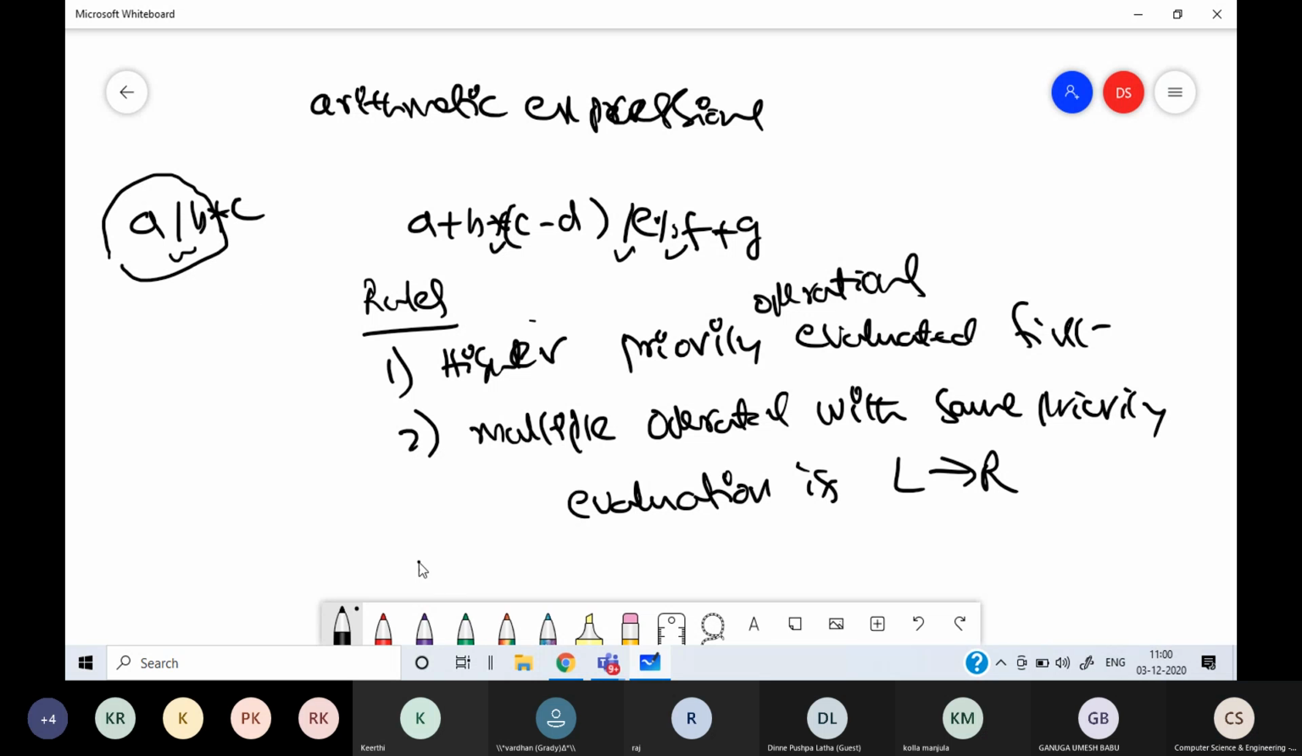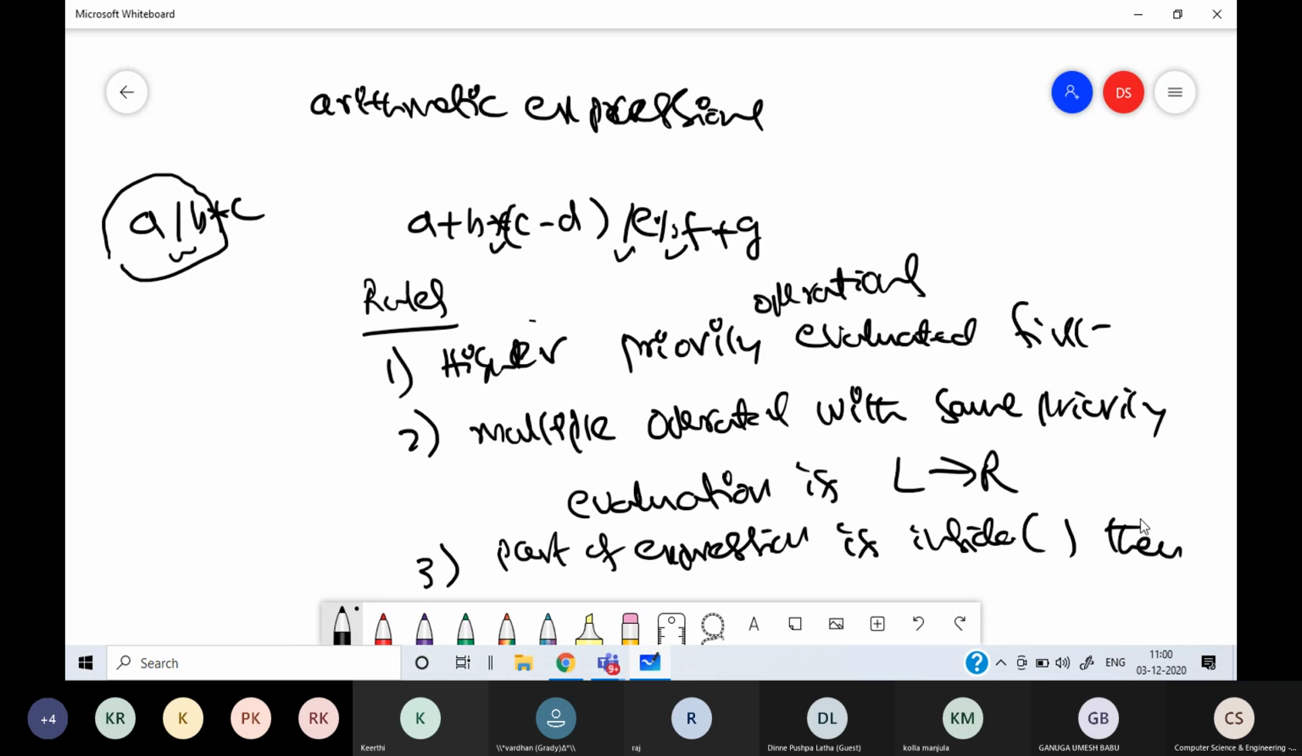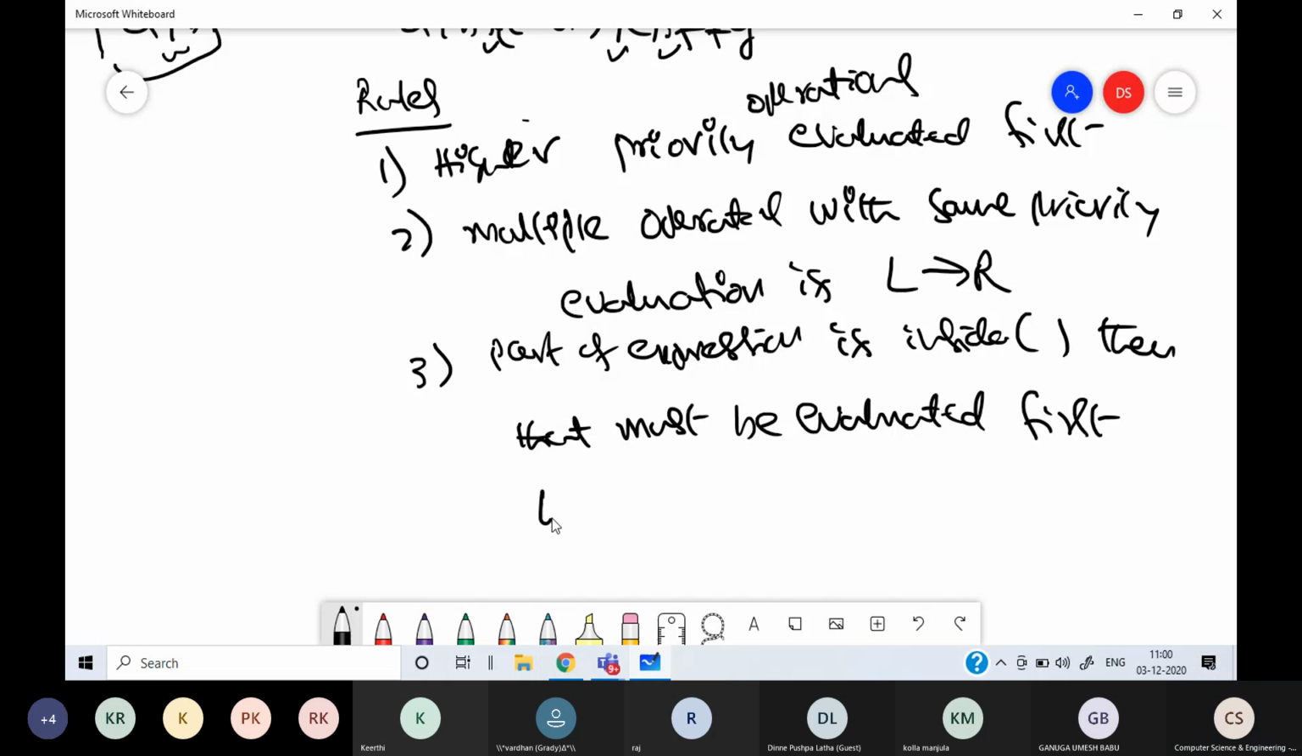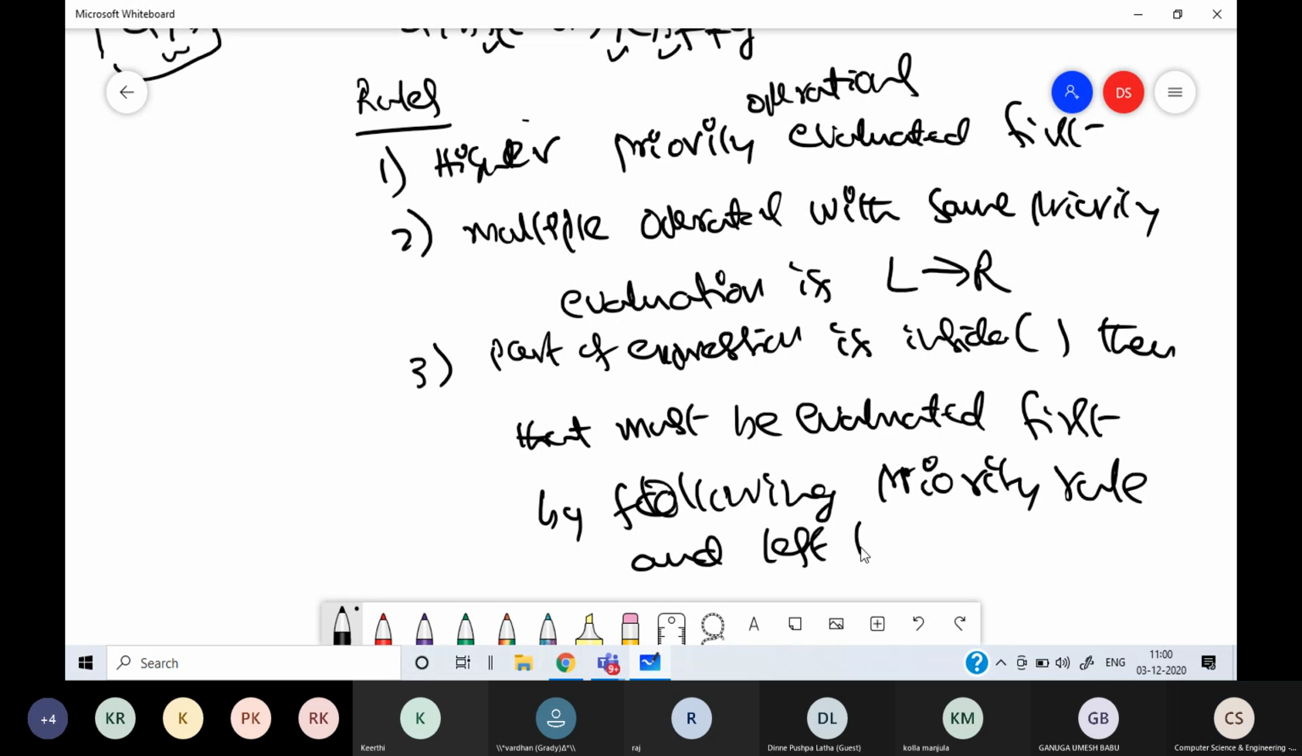One more thing: if some part of the expression is inside parentheses, that part must be evaluated first, by following the priority rule and the left to right rule. So this is how it should be evaluated.